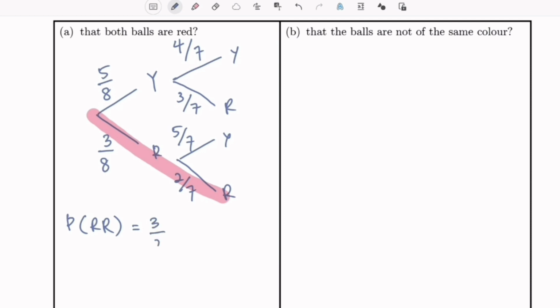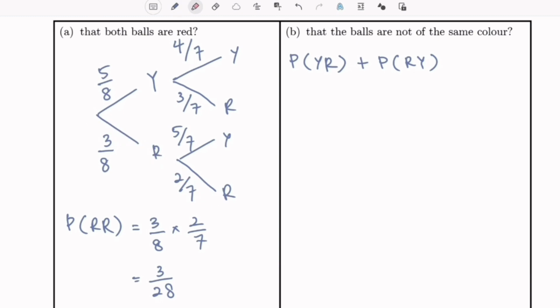Then we have 3 over 8 times 2 over 7. Simplify and we get 3 over 28. For question B, the balls are not of the same color. So the question is asking for the probability of yellow, red, or the probability of picking a red one and then a yellow one.